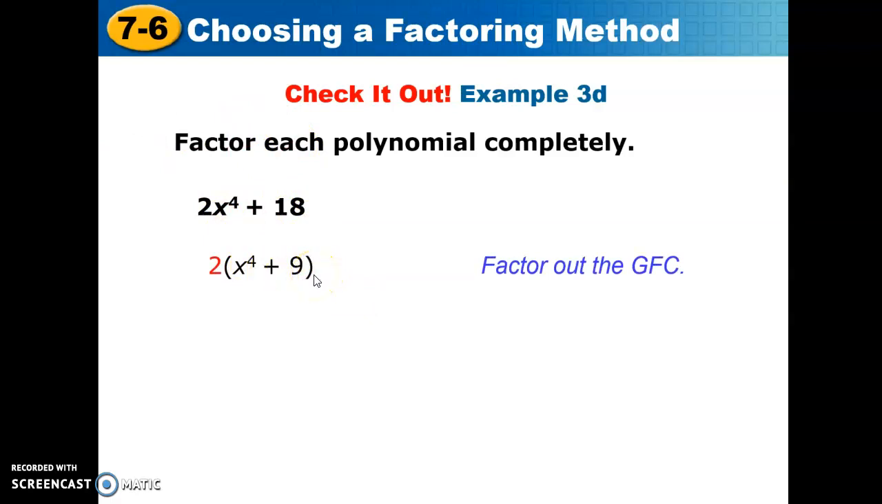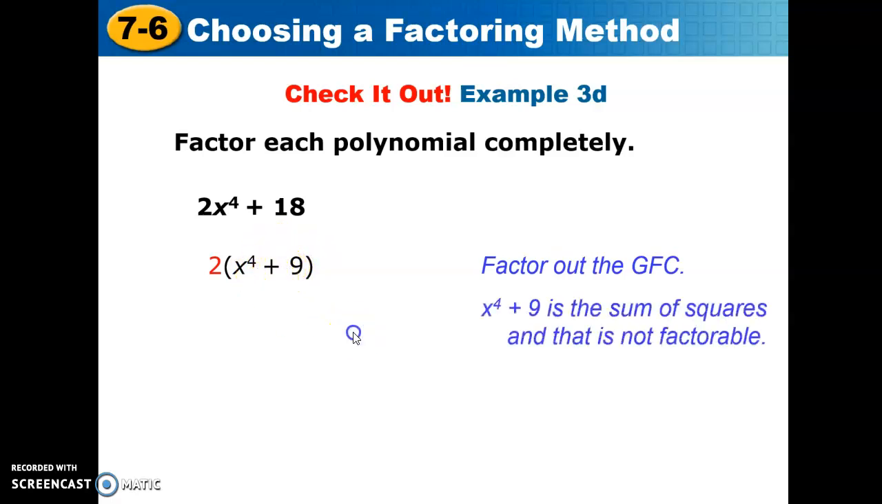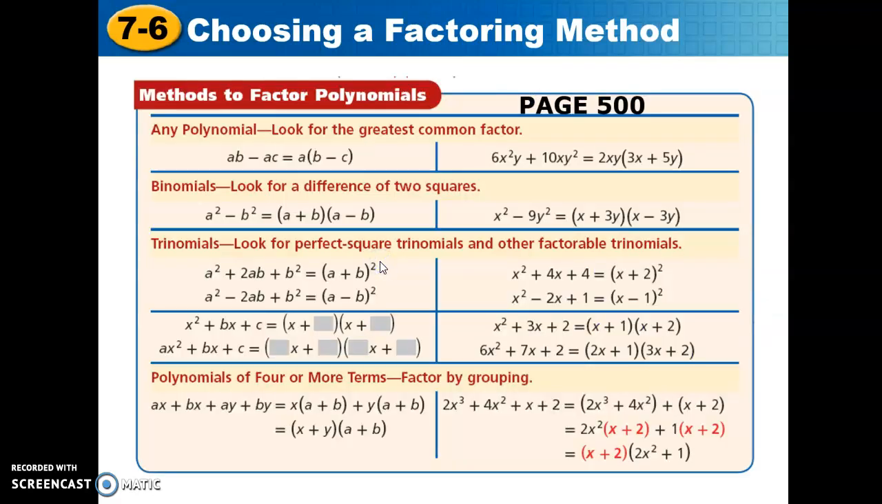Do not get tripped up here. This cannot be factored any further because this is a plus sign. All right? We need to have a minus sign there if we want to do a difference of two squares. Okay, so you completely stop right there at 2 times x to the 4th plus 9.